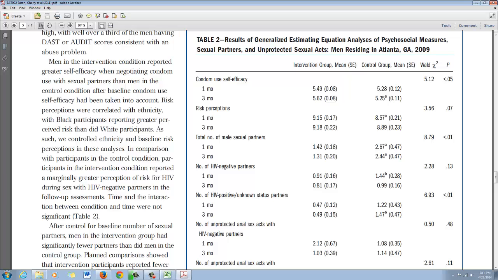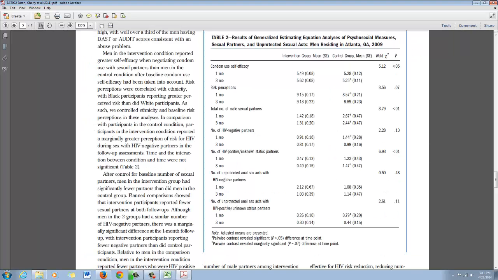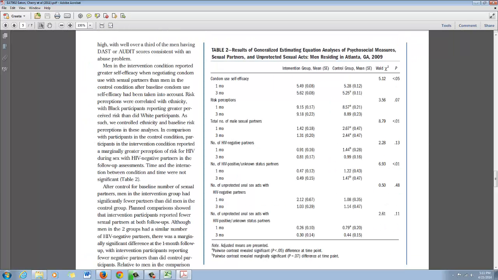So you're going to have to examine the table, and this is a perfect example of why you need to look closely at tables and look closely at what's reported in the study. If you look down here at the bottom of the table, I'm going to highlight it. It says note adjusted means are presented. So this study actually reports 1-month and 3-month data for all of these outcomes for intervention group and control group, and it does not report the pretest data.